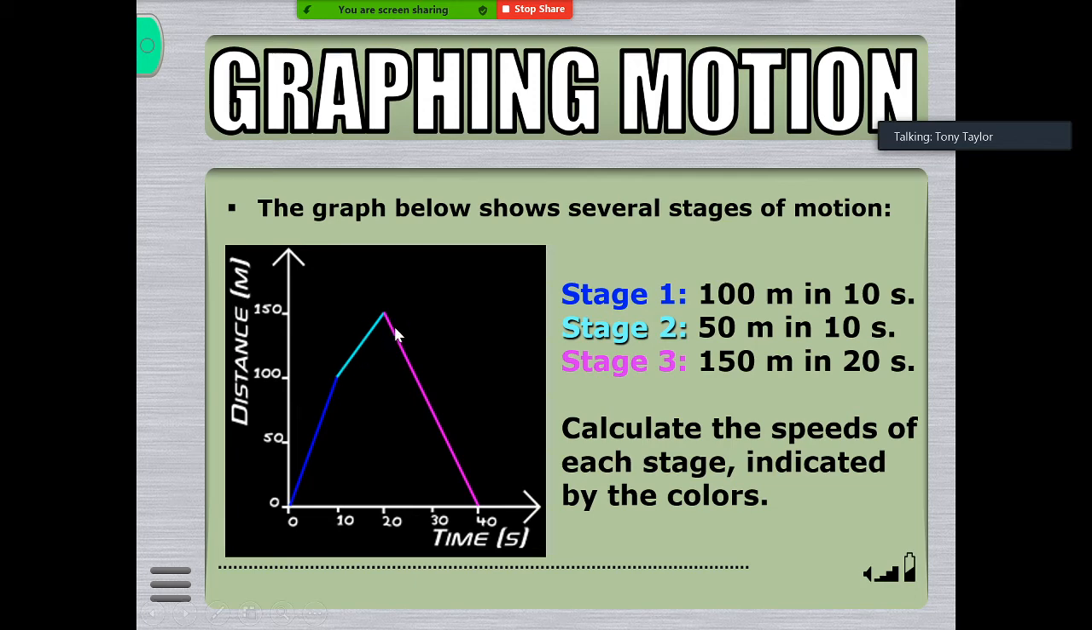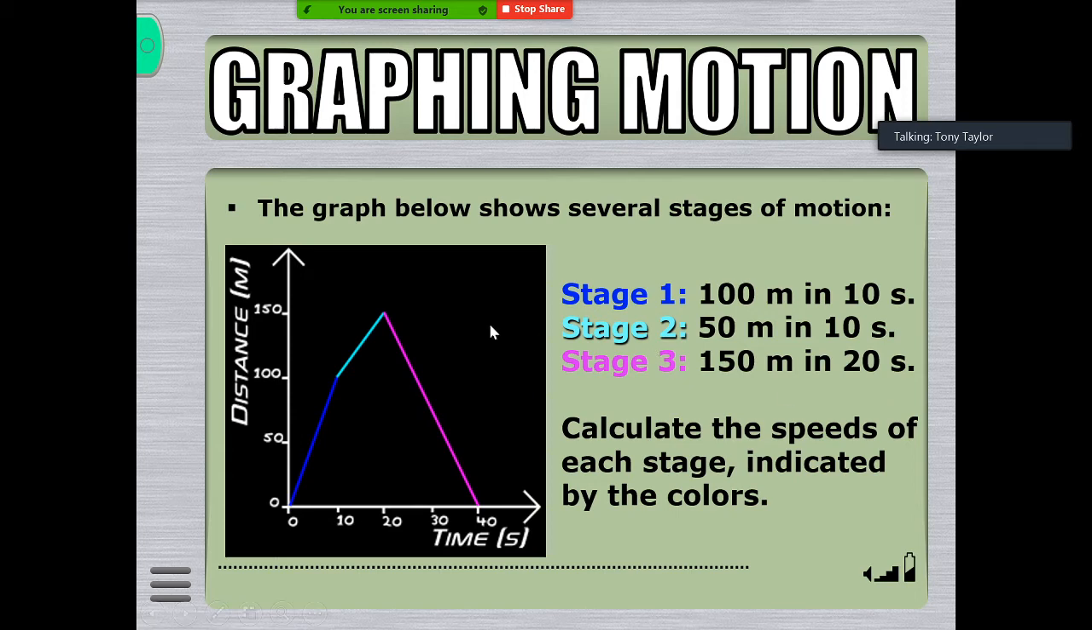What about stage two? From this distance to this distance represents 50 meters, because 150 minus 100 is 50. So we go 50 meters in 10 seconds. Rise over run, 50 divided by 10, gives me 5 meters per second. That's the velocity for stage two. And then for stage three, we went 150 meters in 20 seconds. 150 divided by 20 is 7.5 meters per second.